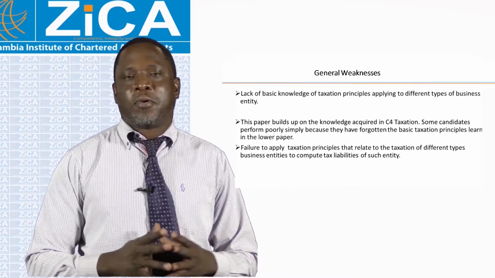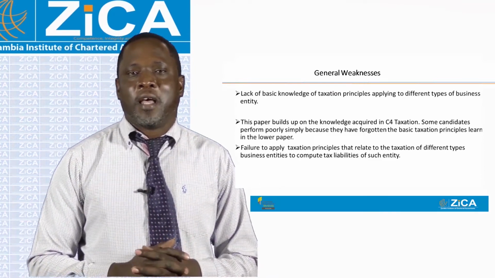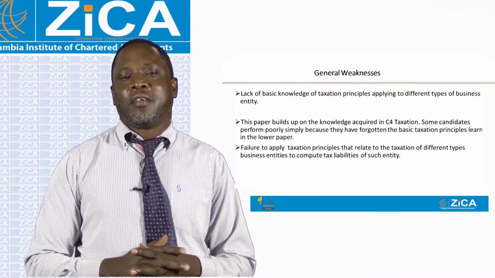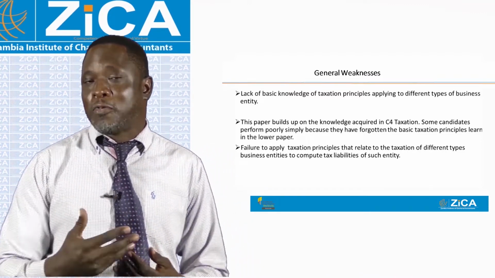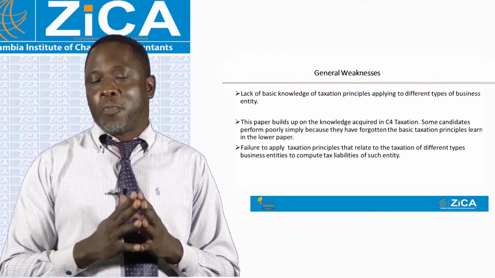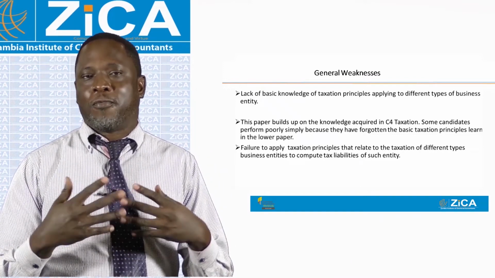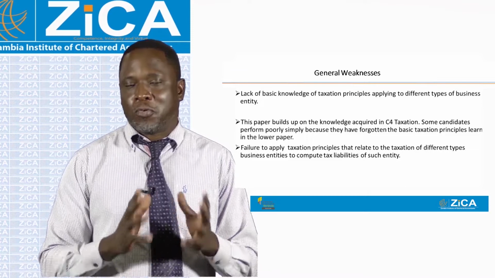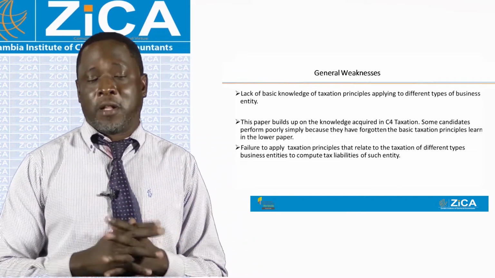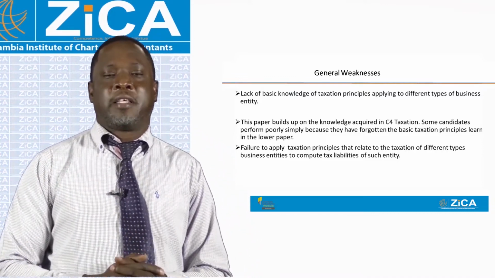Now, let us look at some of the general weaknesses which candidates normally demonstrate when sitting for this particular paper. So we'll first of all look at the general weaknesses, then we'll go topic by topic to discuss the most common types of weaknesses which are demonstrated by candidates or students sitting for this particular paper. So let us look first of all just at the general weaknesses.